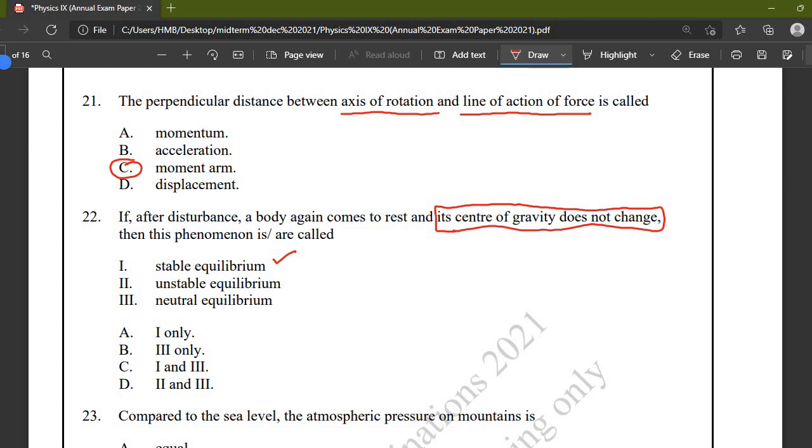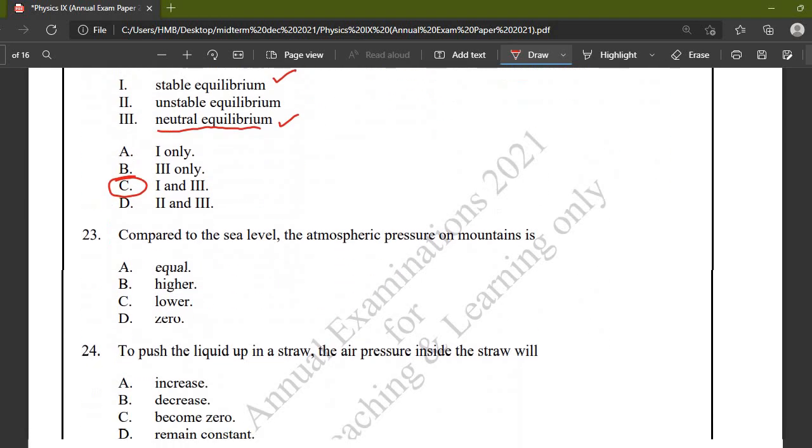This means that in the new position, the position of center of gravity will be different as compared to the old position. While in the neutral equilibrium, the body comes to a new position similar to the first position, and the position of center of gravity remains at the same height. So the given condition in the question is satisfied by the stable equilibrium as well as the neutral equilibrium. So 1 and 3 both are correct. Option C is the right answer.